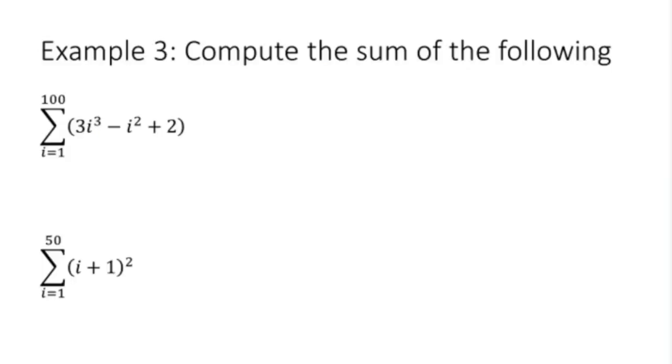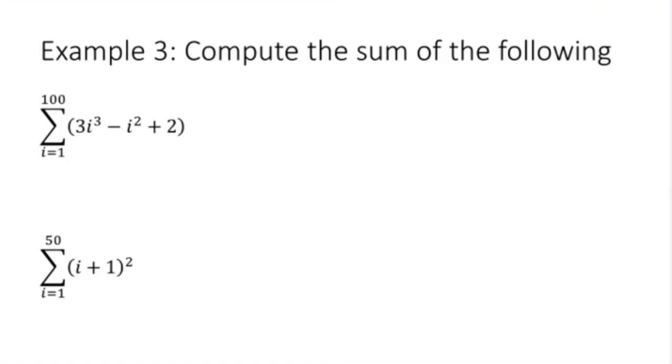Now we're going to compute the following sums. We'll start with the sum from i equals 1 to 100 of 3i cubed minus i squared plus 2. We could write out the sum term by term, just like what we did in previous examples. However, since i ranges from 1 to 100, we would be writing 100 terms, and we would have to add all 100 terms together. Instead, we can use the properties that we've discussed in the prior slides.